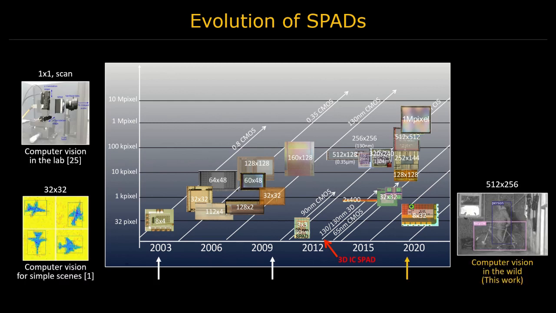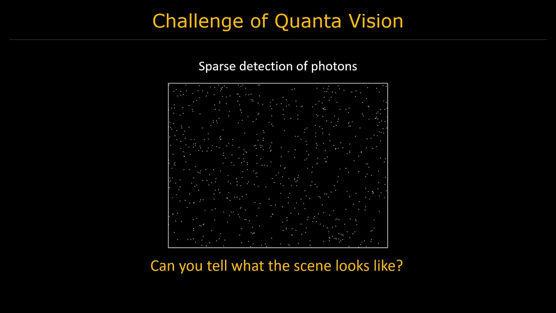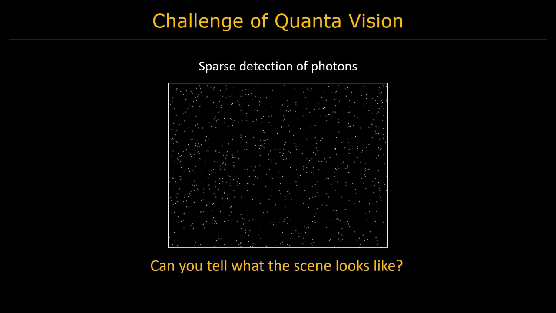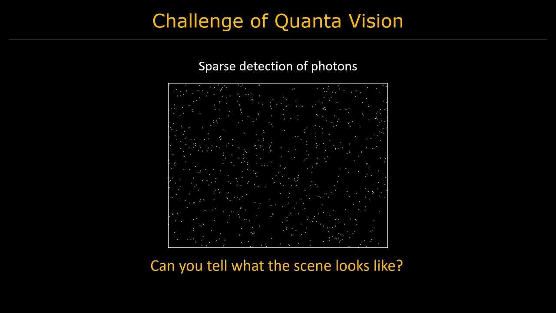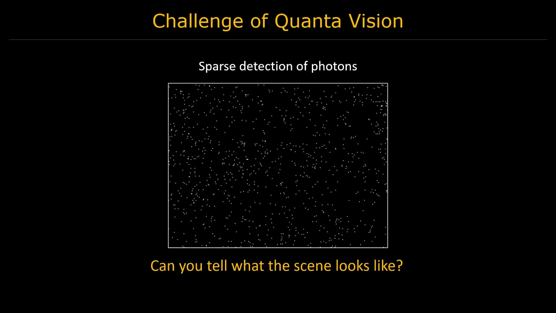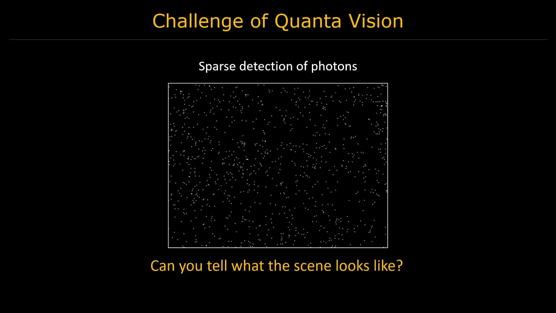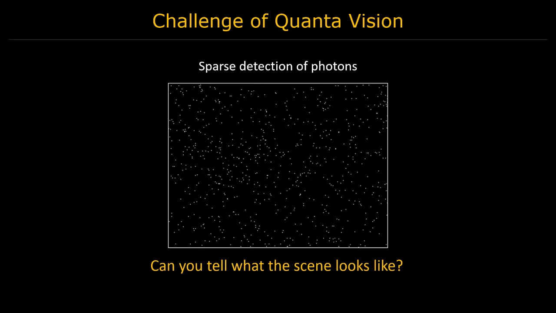Fortunately, the resolution of SPAD arrays has improved rapidly, which, for the first time, allows capturing high-frequency spatial details needed for general computer vision in the wild. But one challenge here is that SPADs capture a stream of binary frames with sparse detection of photons. It is nearly impossible to understand what is going on in the scene from a single frame. Therefore, we need to combine information from a binary sequence before we can perform downstream computer vision tasks.